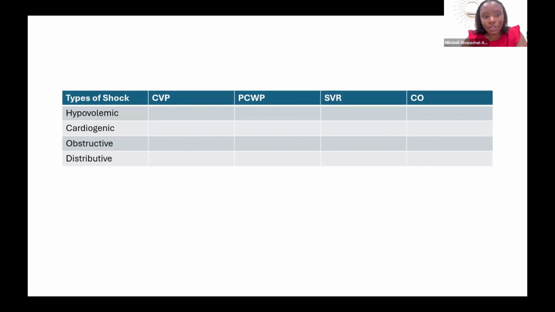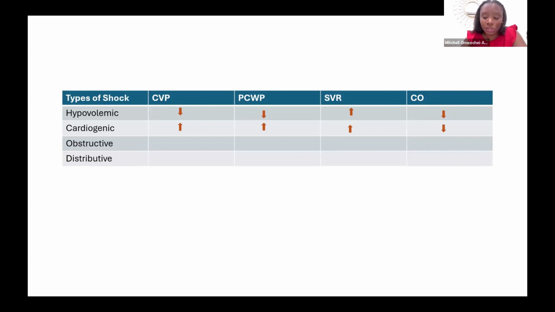If it's hypovolemic shock, what do you expect your CVP to be? It should be low. And your wedge should be low. Your SVR should be high. And your cardiac output should be low. And now with cardiogenic shock, think of what you think your CVP should be. It's expected to be high. Your wedge is usually high. And your SVR is high as well. And your cardiac output should be low.